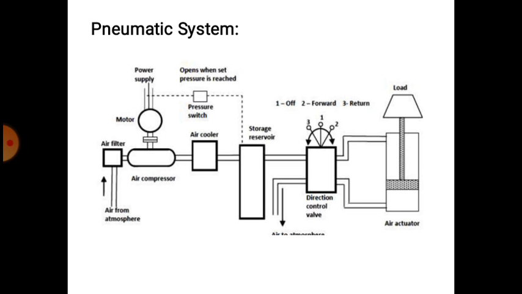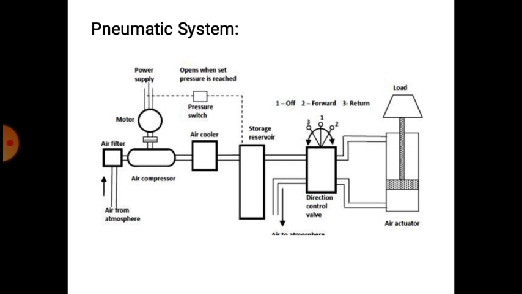Next, air cooler. When the air is compressed, pressure also increases and its temperature also is going to increase. So to cool the air we are going to use the air coolers, and we are going to store the compressed air in the reservoir, and from there it is taken to the system passing through the direction control valve, and it will move towards the actuator to do the work. After doing the work it is exhausted in the atmosphere.